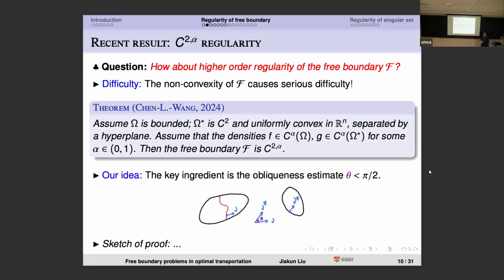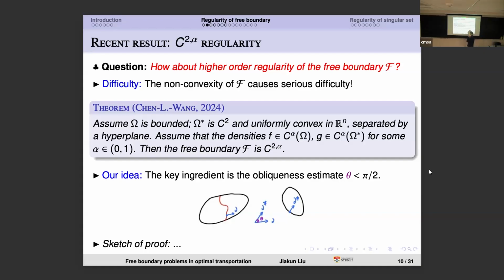So finally, a few years ago, in another joint work with Shibing Chen and Xu-Jia Wang, we managed to obtain the higher order regularity for the free boundary. What we prove is that there's no assumption on omega as long as omega is bounded. That is good enough. But we need to assume the target is C2 and uniformly convex and separate from omega. In that case, if the density function is C alpha, then we prove the free boundary will be C2 alpha. Okay.